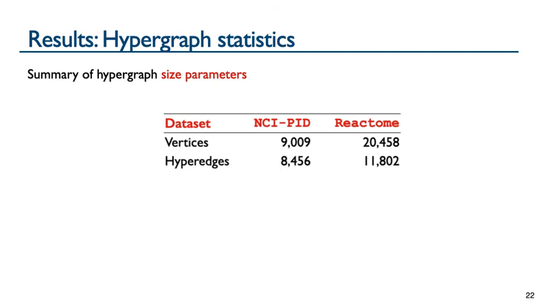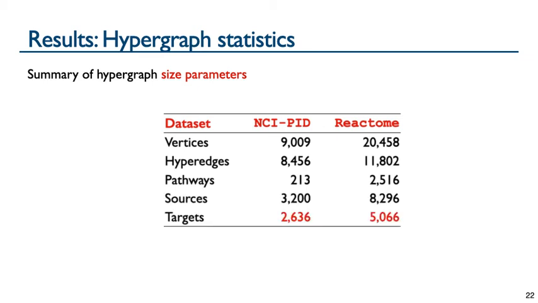The hypergraphs from both datasets are very sparse, with each dataset containing more vertices than hyperedges. The hypergraphs are composed of the union of many different pathways, with each hypergraph containing nearly 1/3 of their vertices as sources, or vertices with no in-edges. For each dataset, there is also a comparable amount of targets, giving us our over 2,600 problem instances on NCIPID and our over 5,000 problem instances in Reactome.